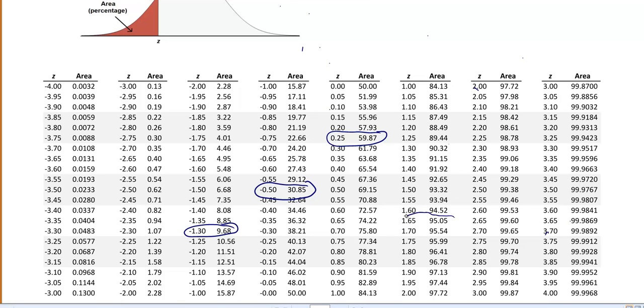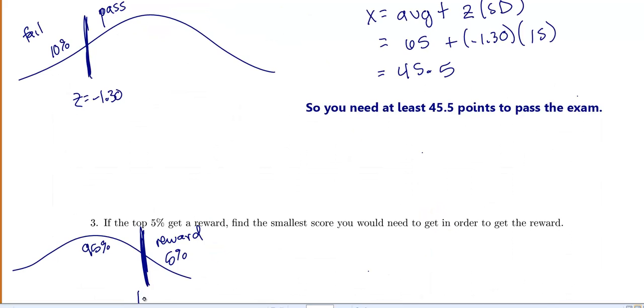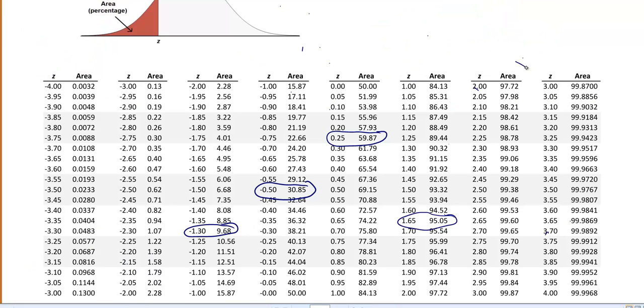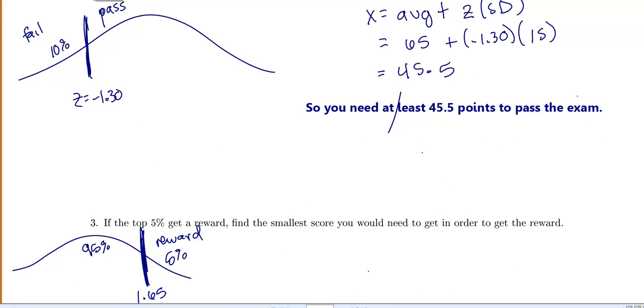Looking up 95%, it looks like z is 1.65. Notice if you tried to look up 5% because you weren't thinking, what would you get? You would have gotten negative 1.65 due to symmetry. But z equals 1.65. So let's find our x.